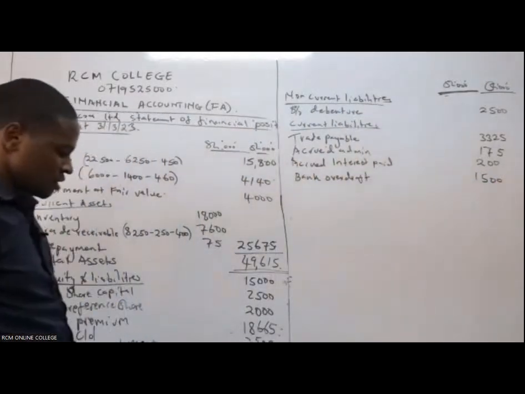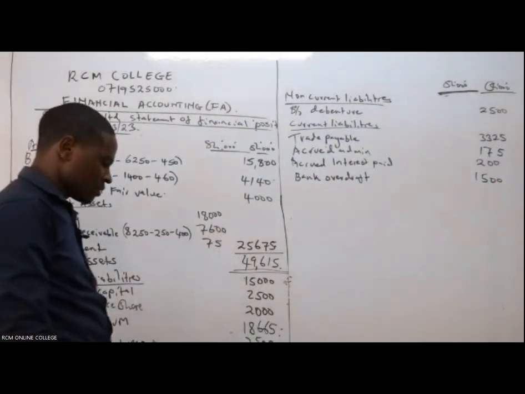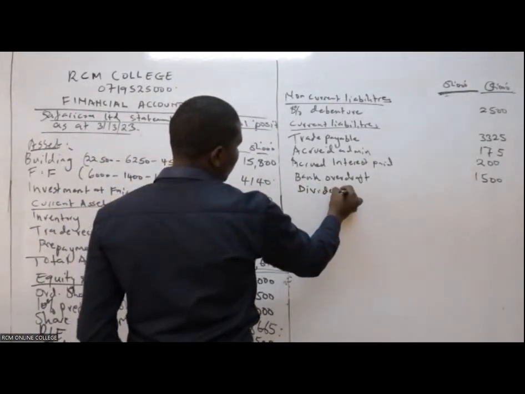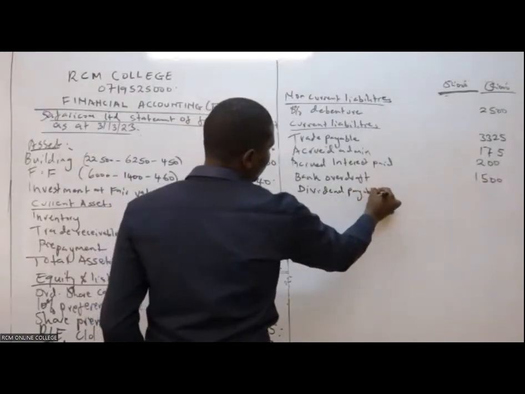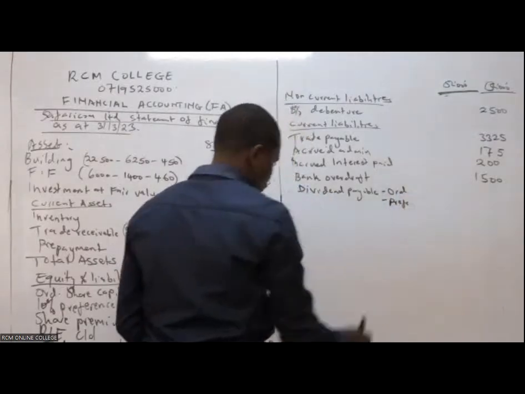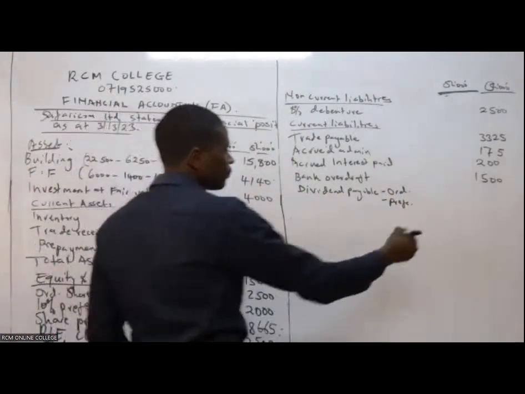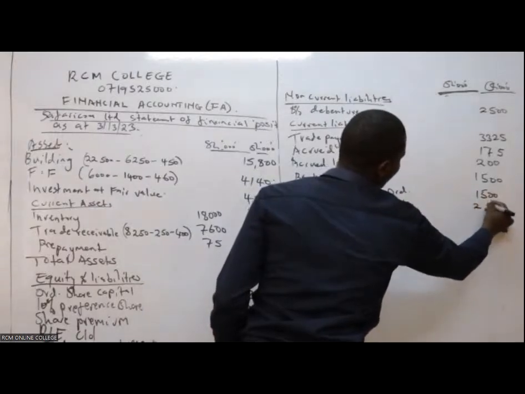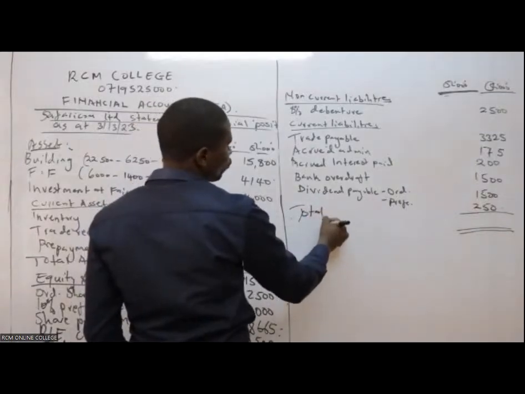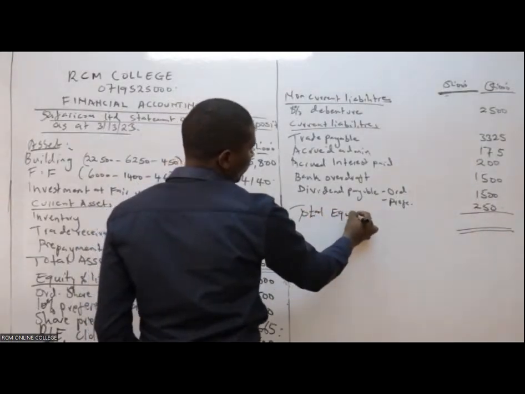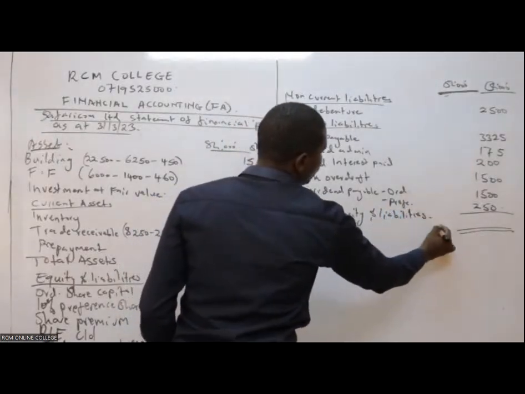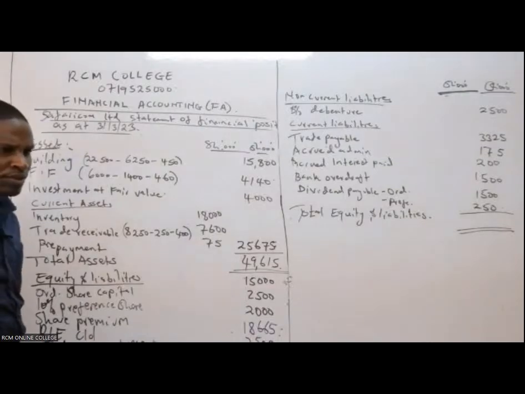Then the last thing is the dividend payable to ordinary shares and preference shares. Ordinary shareholders were paid and preference shareholders were also paid. It was 1,500 and 250. Please get for me the total equity and liability. Thank you so much for being patient. Somebody who is very fast can give us that.